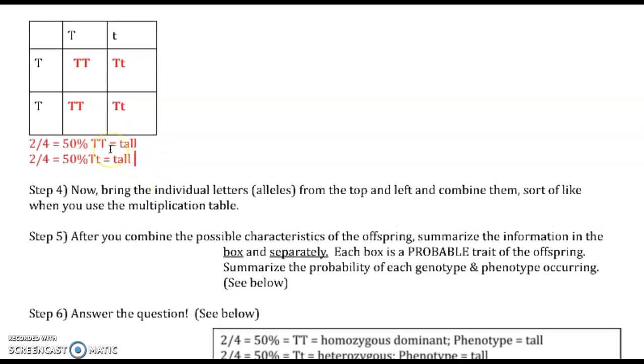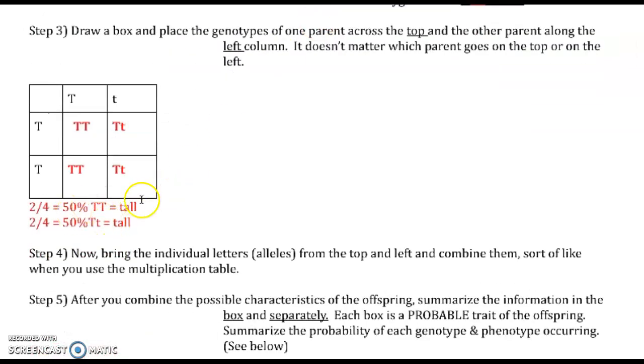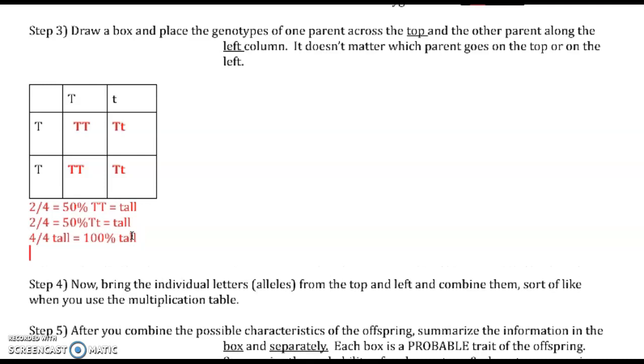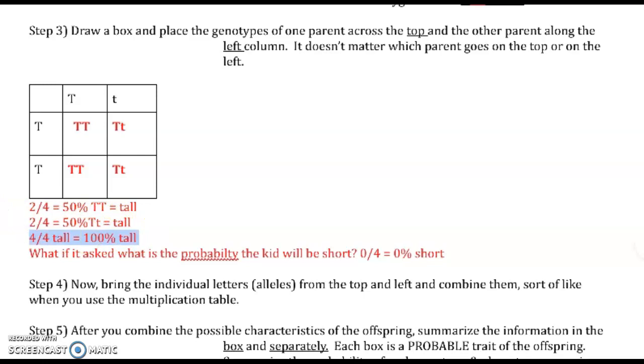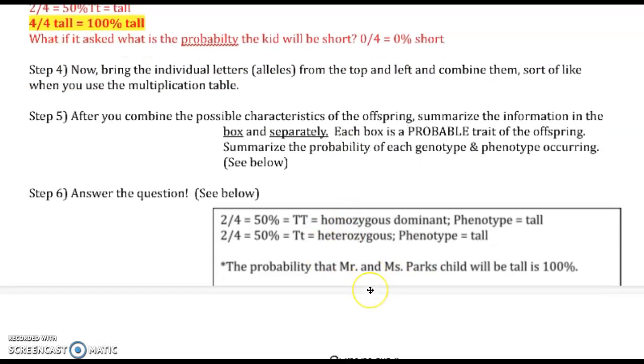And so now we want to look at the question. It says, what is the probability that their child will be tall? So I see that 2 out of 4 is tall, and 2 out of 4 is tall again. So that means 4 out of 4 is tall, right? So that's your answer. 100% of the kids are tall. What if it asks, what is the probability the kid will be short? Then in that case, it would be 0%, right? 0 out of 4, which is equal to 0%, would be short. But the question is asking for tall. So this would be our answer right there, okay? So this is how we do Punnett squares. I know I already included the answer there.